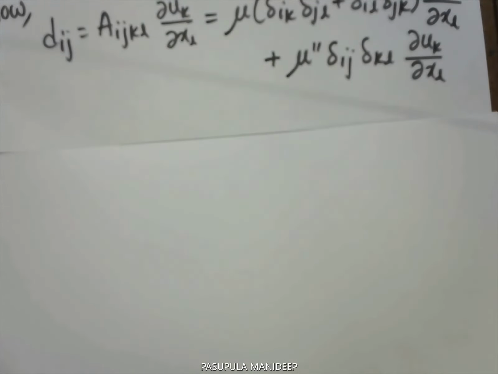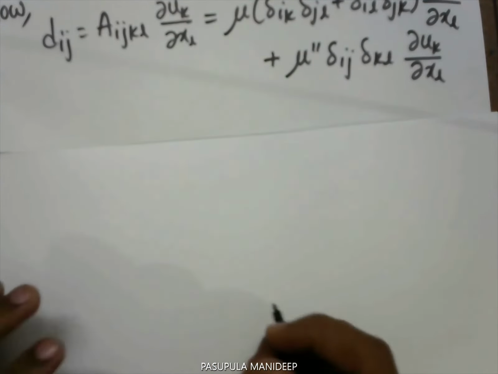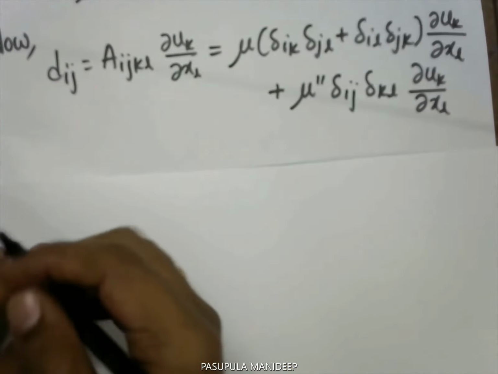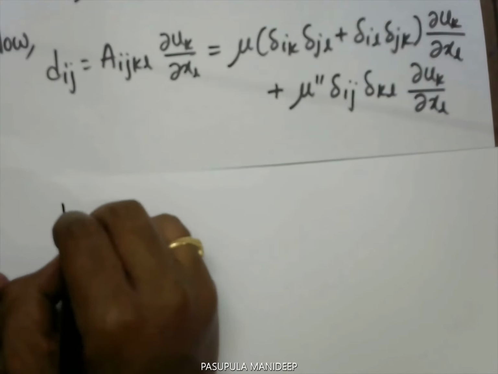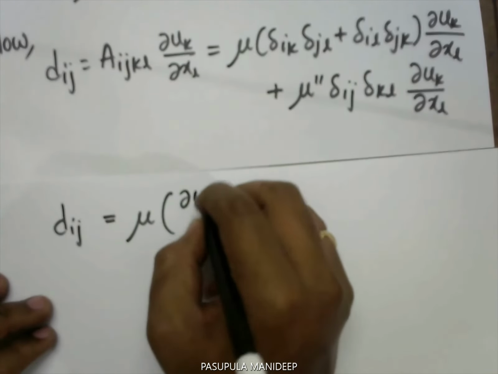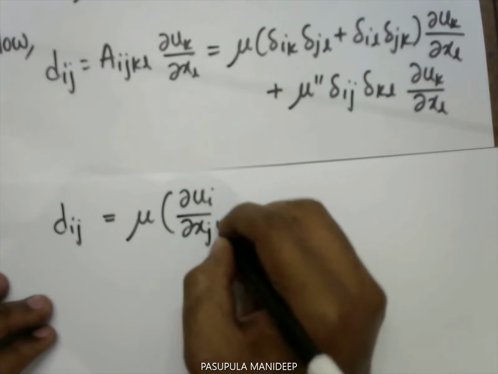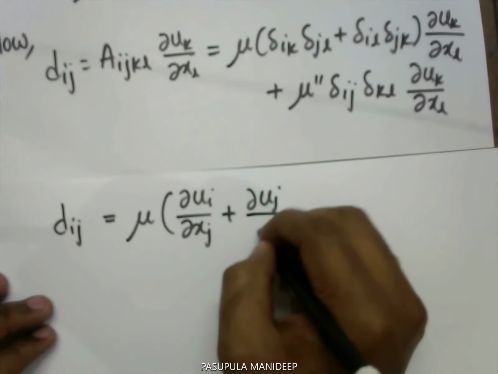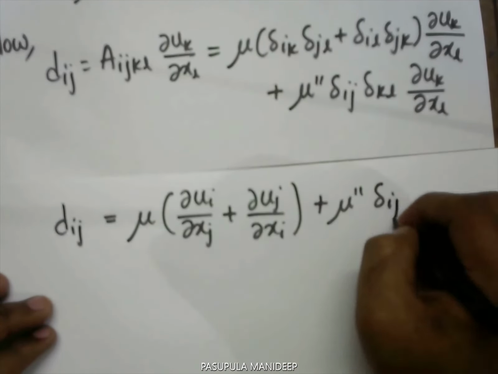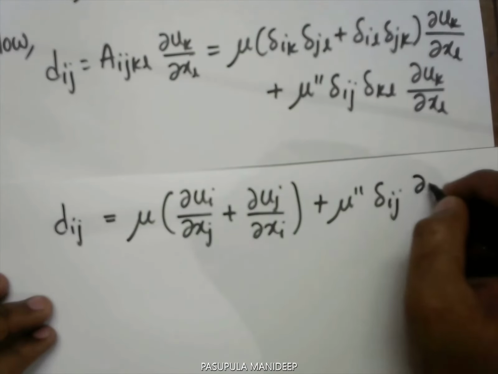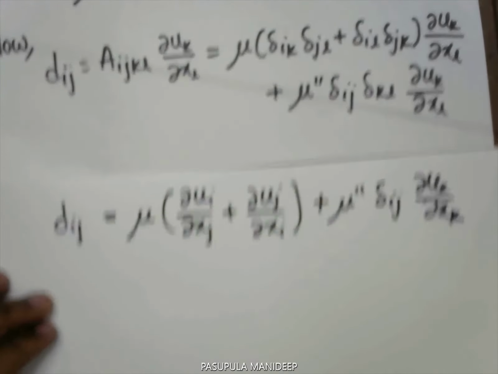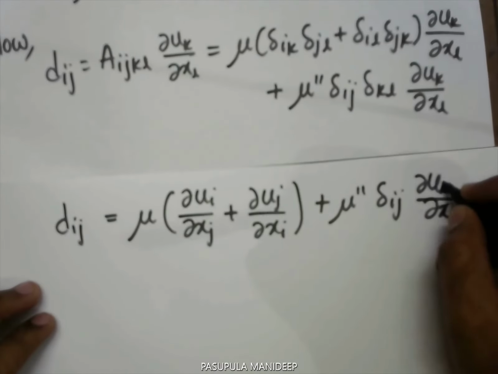By using tensor calculus of the Kronecker delta, we can simplify the right hand side and write the dij expression as mu into (del ui by del xj plus del uj by del xi) plus mu double prime into delta ij of del uk by del xk. Okay, del uk by del xk.